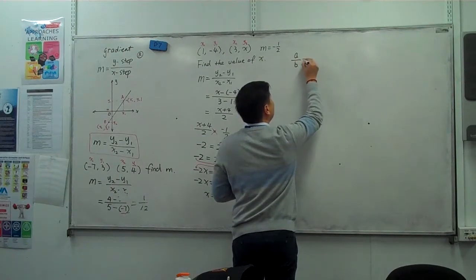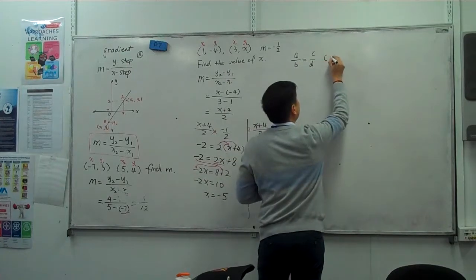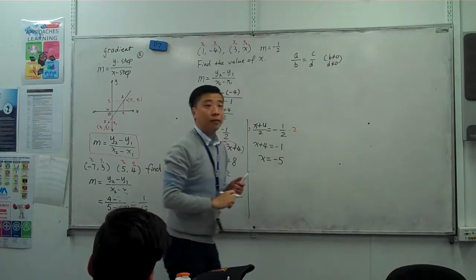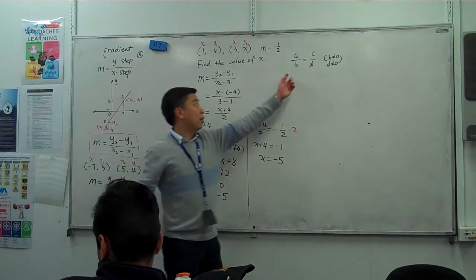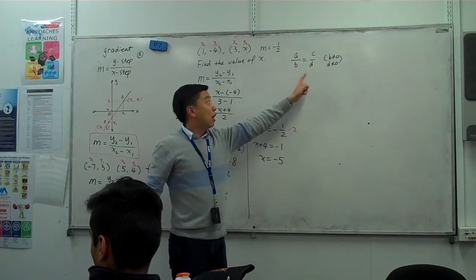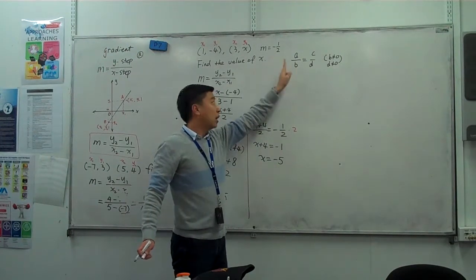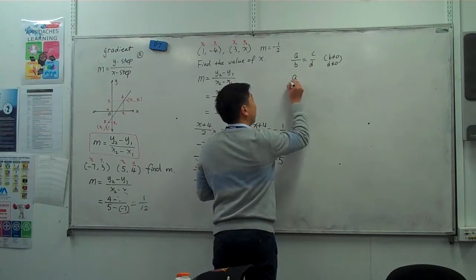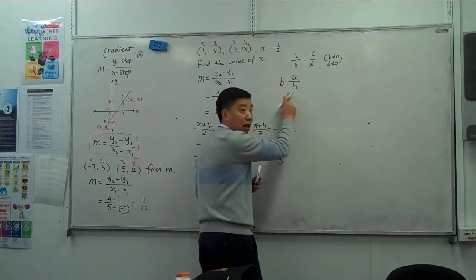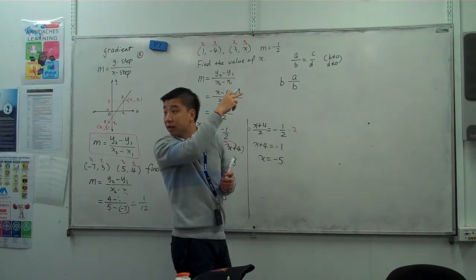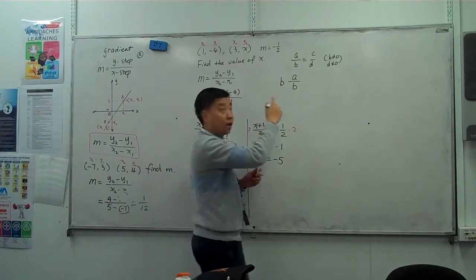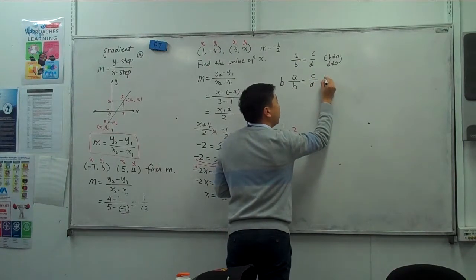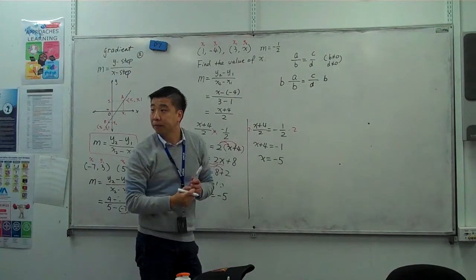A over B equals C over D. Now we have to say B is not 0 and D is not 0. Okay, so to get rid of the denominator, do you think I have to times B on this side? I times D on this side. Okay, let's do that. A over B, I times B on this side, B will be cancelled. Does that make sense? Yes? Okay, so if I times B on this side, I have to times B on this side. Is that correct? Yeah.